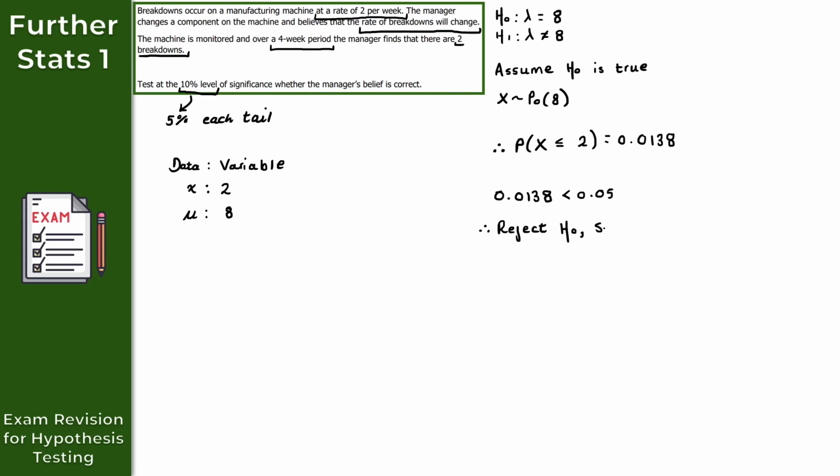So sufficient evidence. This is always the worst bit of any hypothesis testing question, the conclusion. So sufficient evidence at the 10% significance level. Make sure as well for the conclusion, you give it to the original significance level of 10% rather than what's in each tail. So it's 10% here. So the 10% significance level.